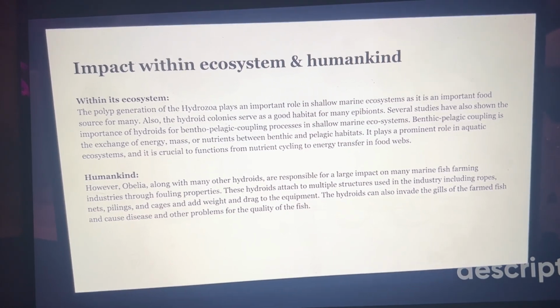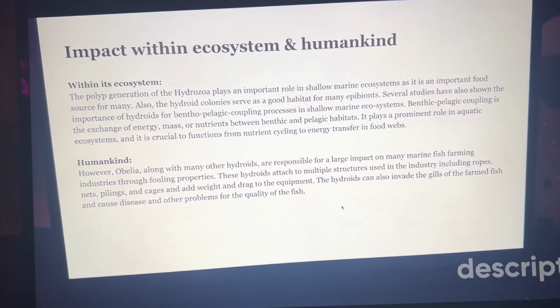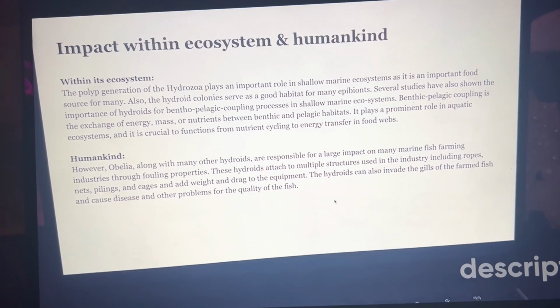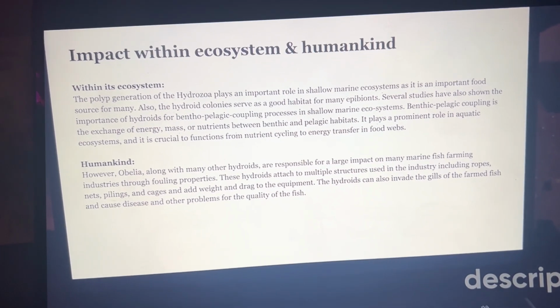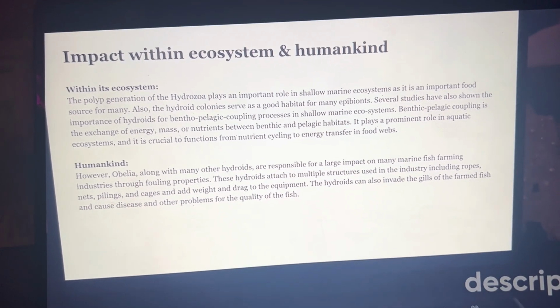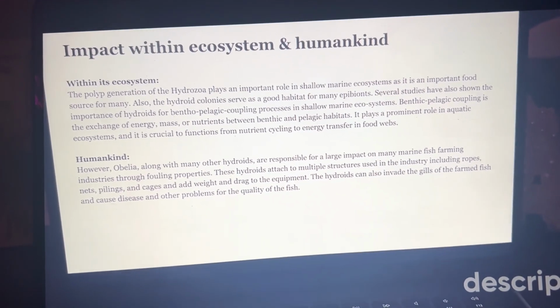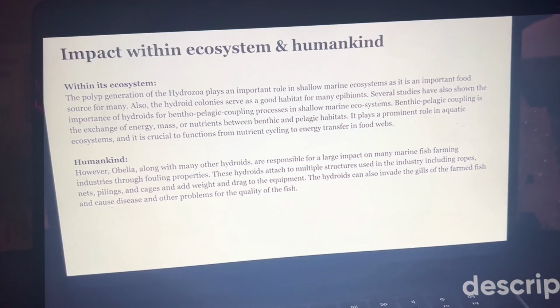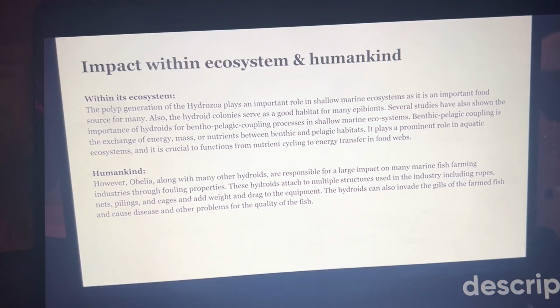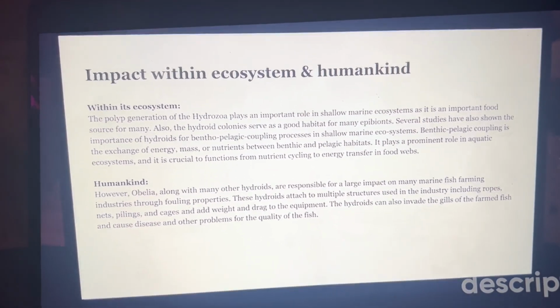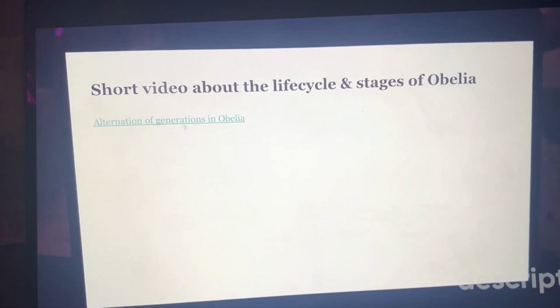And then in humankind, Obelia is responsible for a large impact on many marine fish farming industries through fouling properties. Obelia attaches to multiple structures in the industry like ropes, nets, pilings, and cages, which add weight and drag to the equipment. These hydroids can also invade the gills of the farm fish and cause disease and other problems for the quality of fish. So it has a negative impact on humankind. And then I have a short video about Obelia.